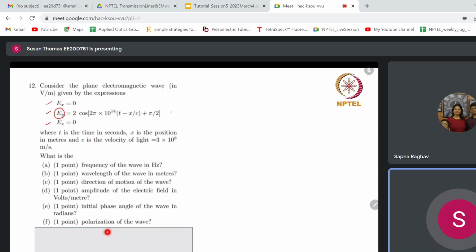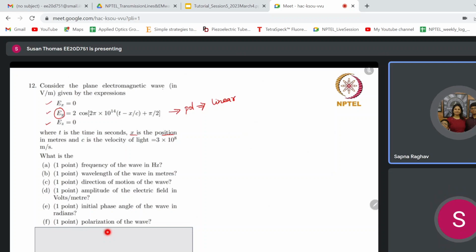So I can say the polarization here is linear. And to make it more clear, it is in the y direction, so y polarized, I can say. Now coming to the question based on this. In this question, x is the position and t is the time.